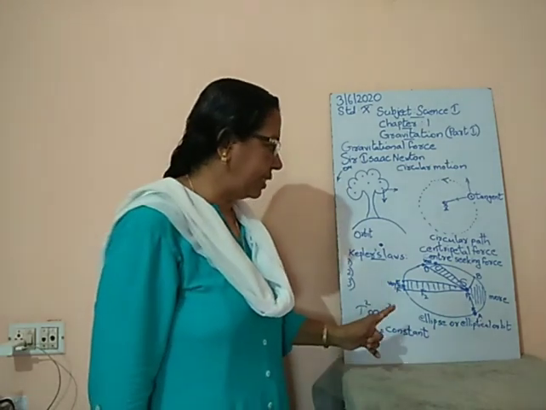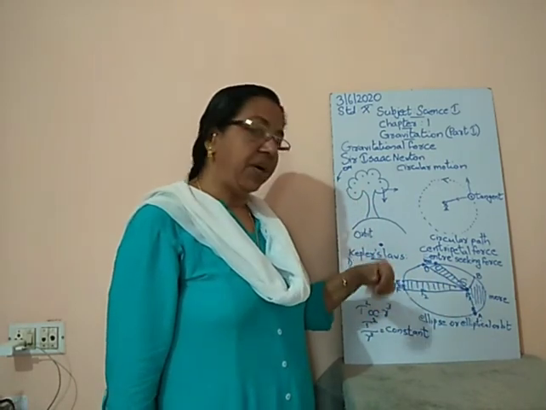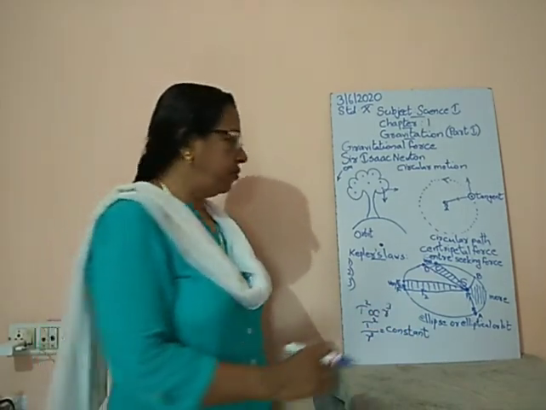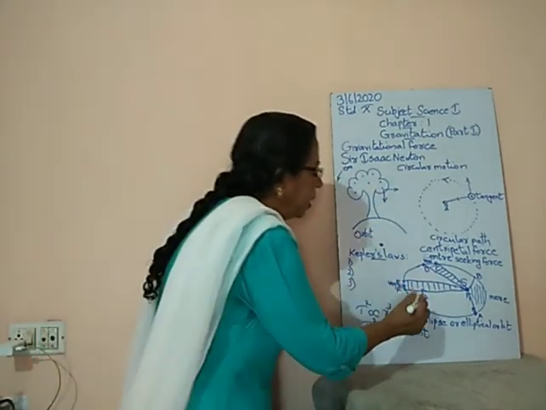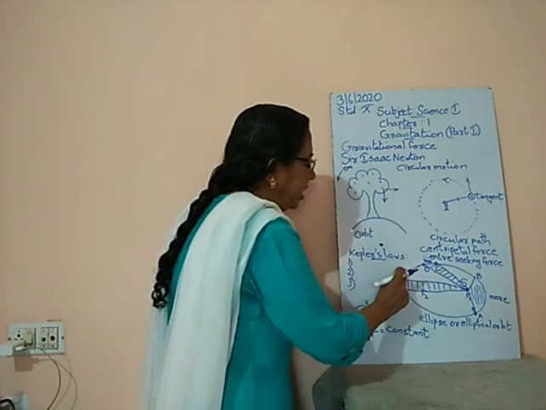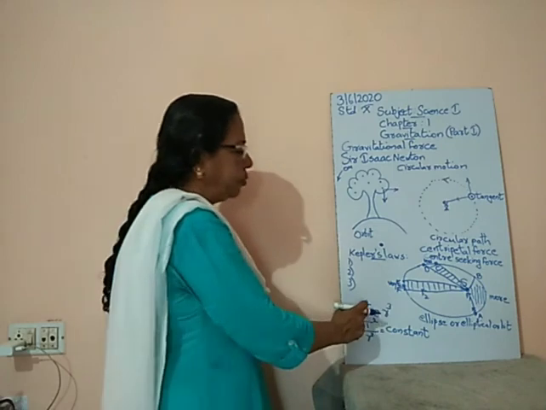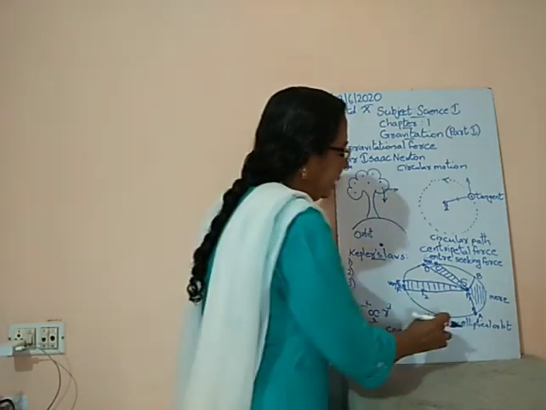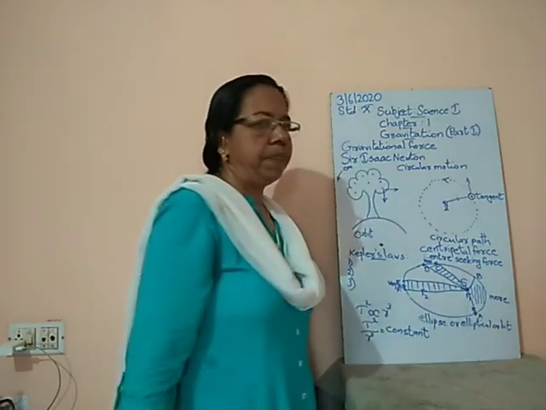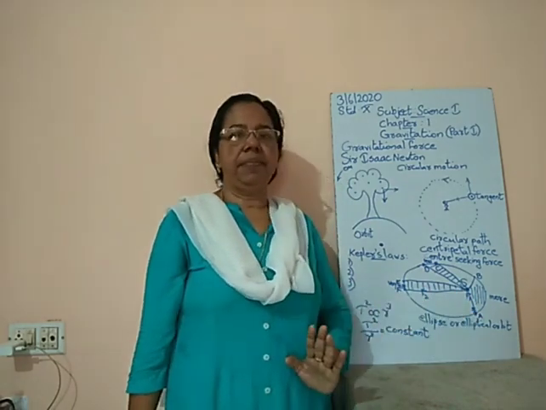Once again the third law: now we will study Kepler's third law. The square of the period of revolution of the planet around the Sun is directly proportional to the cube of the mean distance of the planet to the Sun.